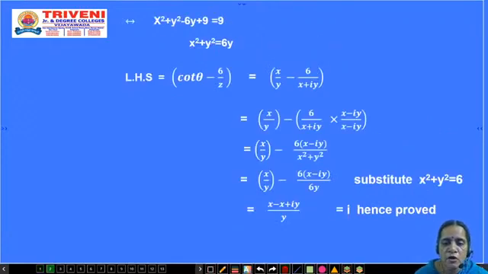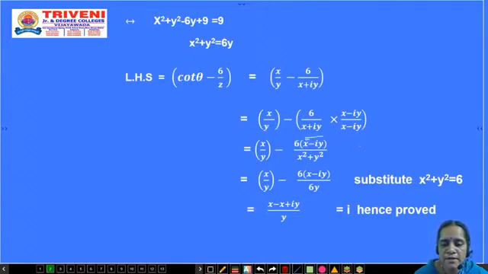Here we have to put the value of cot theta as x by y. Then minus 6 by the value of z. Already you know the value of the complex z is equal to x plus iy. We have to put here x plus iy. x by y minus 6 by x plus iy. In the denominator, we have to rationalize the value of the denominator. What is the denominator here? x plus iy. We have to rationalize the denominator here, x minus iy by x minus iy. In the numerator we multiply 6 into x minus iy, and the denominator x plus iy into x minus iy.